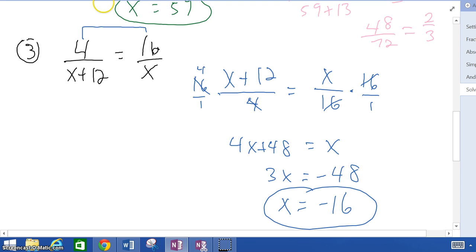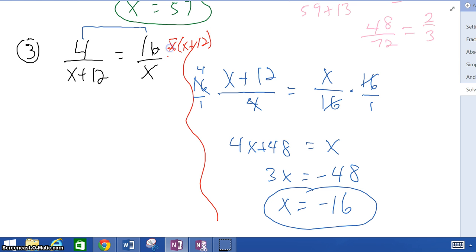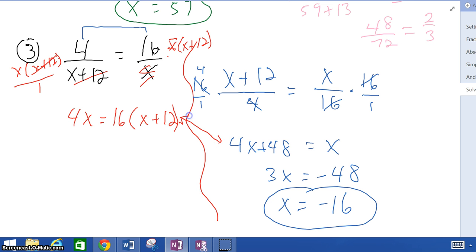Another option, you can always multiply by the common denominator. And you'll get something pretty similar. Same equation as this one, just both sides have been multiplied by 4. Otherwise, it's the exact same thing.